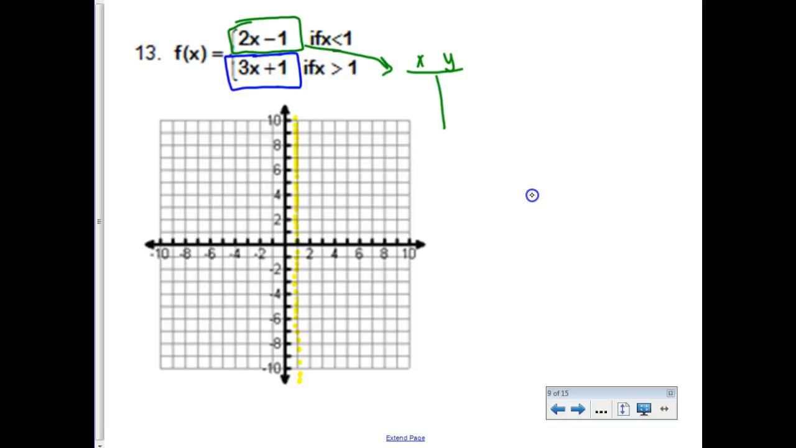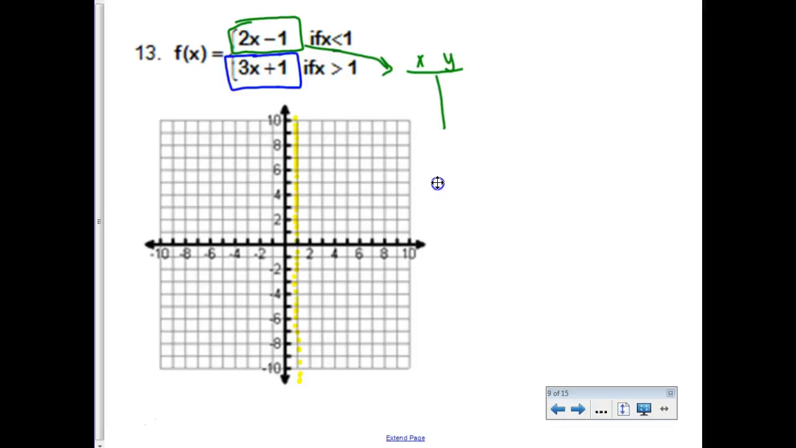And the way t-tables work, you get to choose the input. So like I can technically pick any x's I want. They need to make sense for my problem. And then because we're piecewise, they have to follow whatever rule I am given. So the way we start on a piecewise function is I always start on the boundary line.